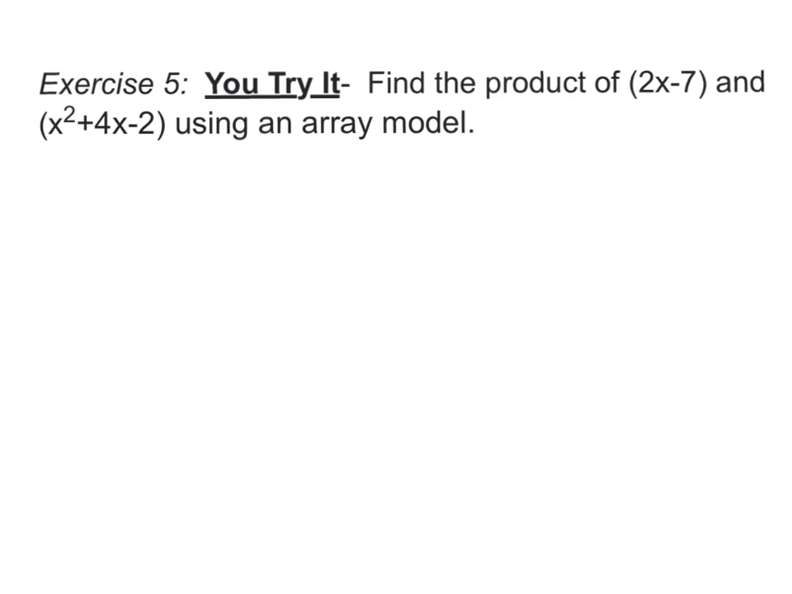Now I'm going to give you a chance to try one of these problems on your own. I want you to find the product of 2x minus 7 and x squared plus 4x minus 2. Please set up an array to do this multiplication. Please pause the video for a few minutes while you work out the problem, and then restart the video so that you can check your answer.